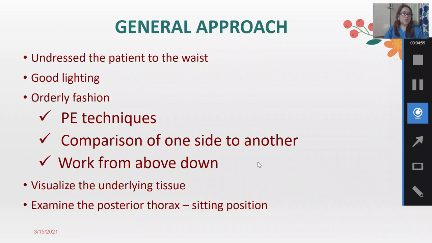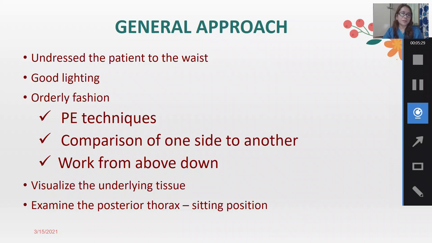So in doing the assessment, okay, for the assessment of the thorax, lungs, heart, and breast, of course, these are the general approach. You address the patient to the waist. Subukan mo si patient hanggang waist. But of course, dapat merong kasama si patient, may chaperon si patient. And of course, you must have good lighting.